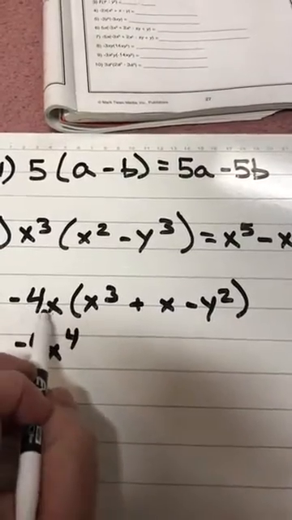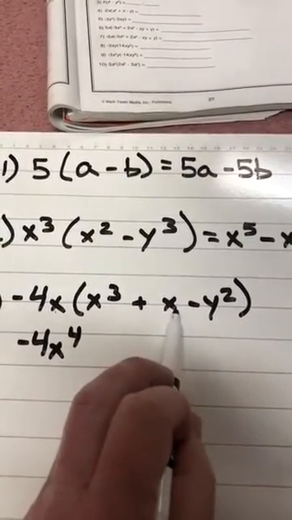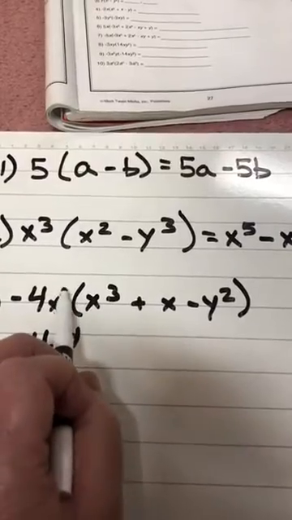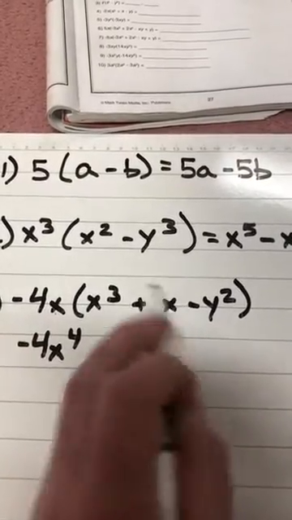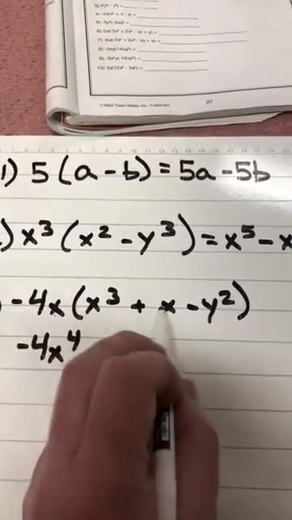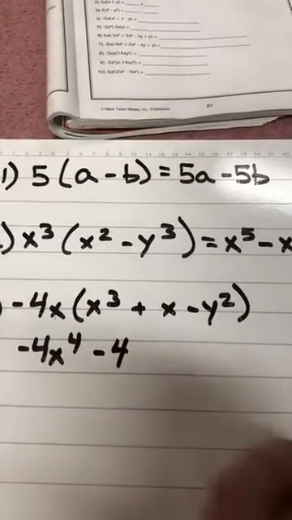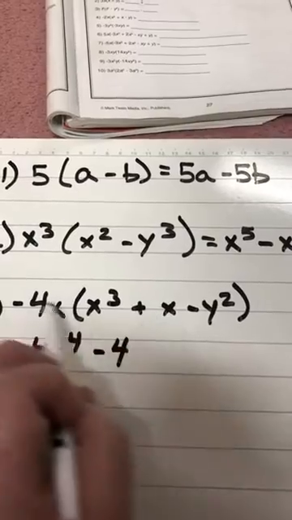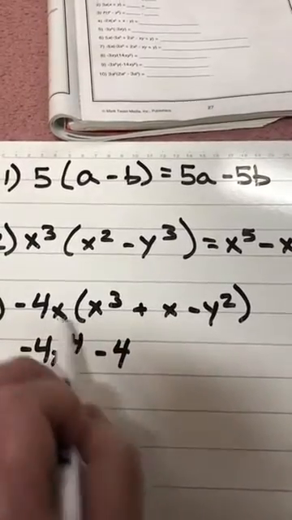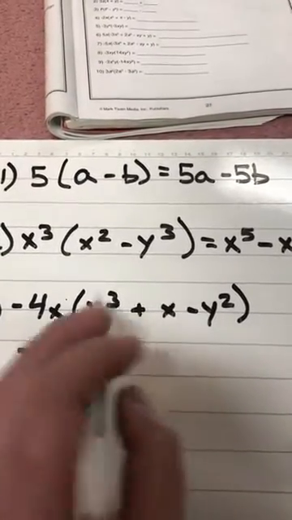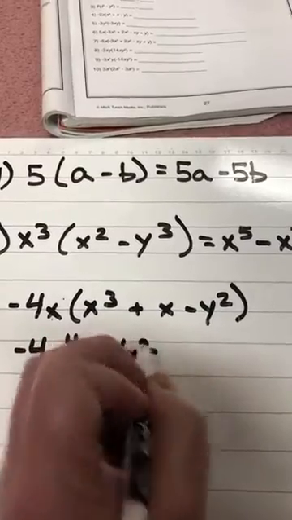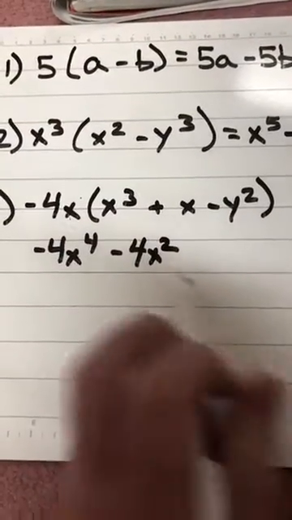Then I'm doing negative 4x times a positive x. So once again, it's x to the power of 1, x to the power of 1. It's negative 4 times a positive 1, which is once again going to be negative 4. There's no number there, so it's a 1. A negative times a positive makes a negative. X to the power of 1, x to the power of 1 gives me x to the power of 2.